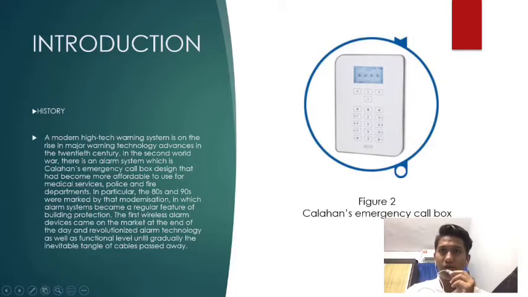In the Second World War, there was an alarm system, Callahan's emergency call box design, that had become more affordable to use for medical services, police, and fire departments. In particular, the 80s and 90s were marked by modernization in which alarm systems became a regular feature of building protection. The first wireless alarm device came on the market at the end of the decade and revolutionized alarm technology, as the tangle of cables gradually passed away.